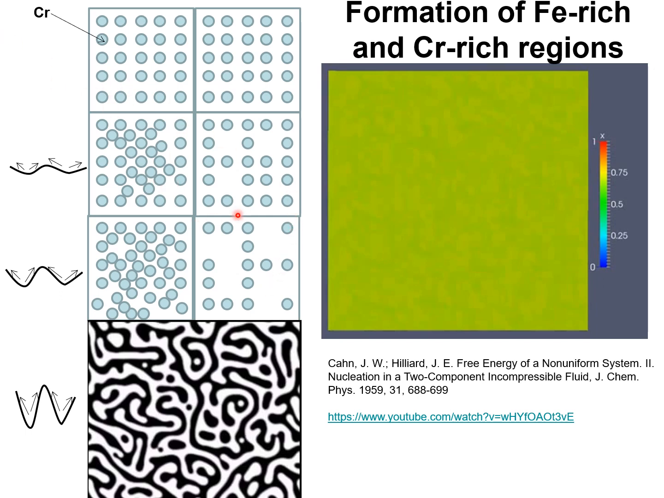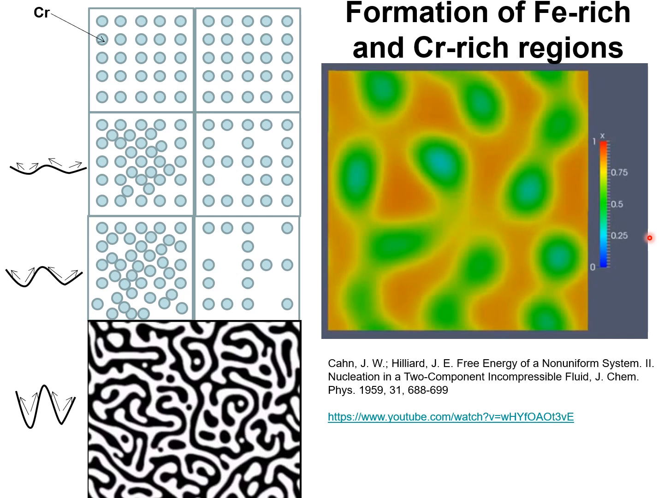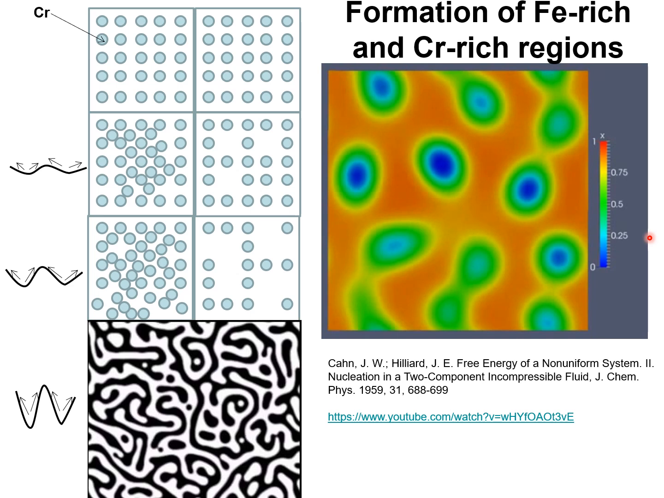It is useful at this stage to follow a simulation of this phenomena, where we see that the segregation produces islands of chromium that form within a matrix of iron that is indicated in red.